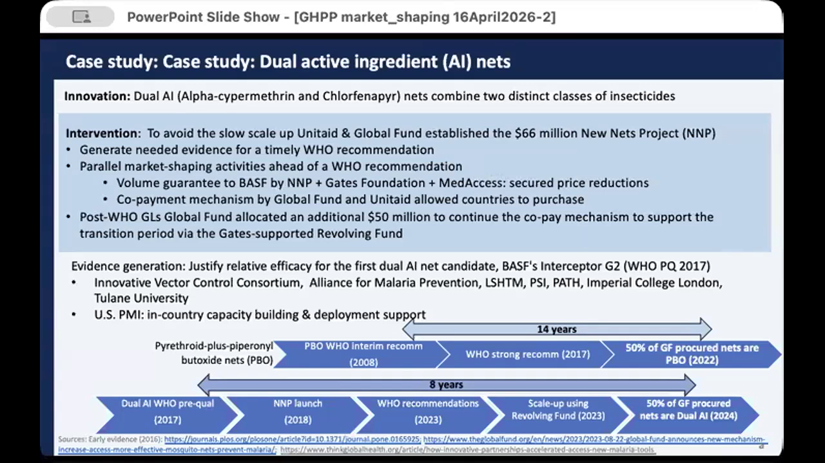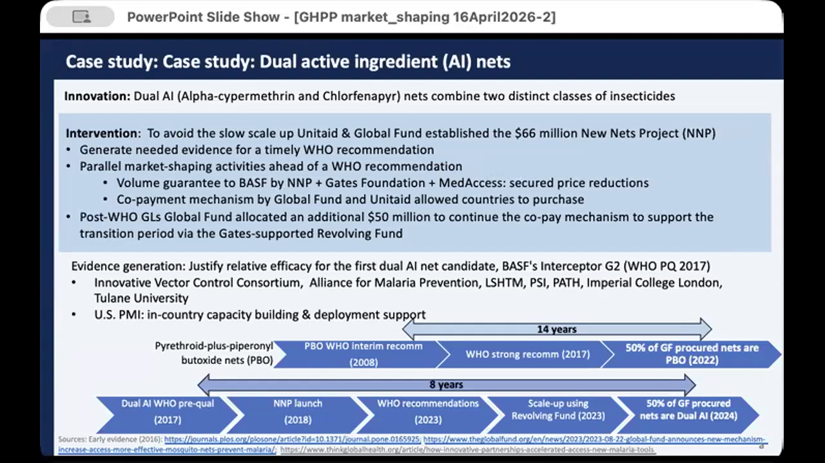So the timeline comparison that you see on the slide is quite telling. For PBO nets, the prior generation of dual AI nets, it took 9 years to accumulate sufficient evidence and another 5 years from WHO recommendation to reach 50% of Global Fund net procurement. So basically 14 years in total. For dual AI nets, coordinated intervention compressed that to 8 years, 7 years from WHO listing, and then just 1 year from March 2023 recommendations to meaningful scale.